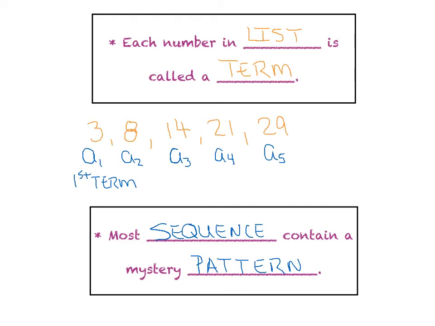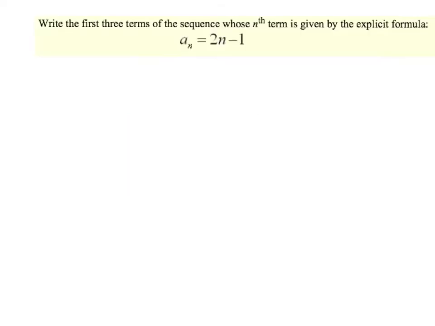And that's all because of the cryptology work that's out there. So without further ado, we're going to jump into our first example, and the directions are simply asking us to write the first 3 terms of a sequence whose nth term is given with the explicit formula we see right here. Okay, so there's a lot of weird vocabulary there.